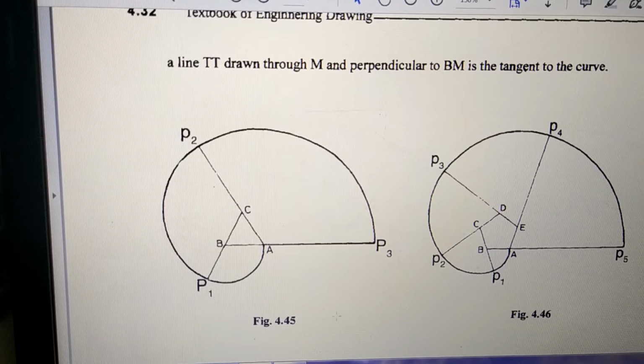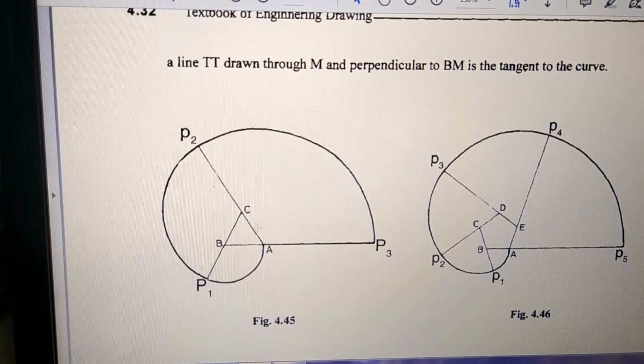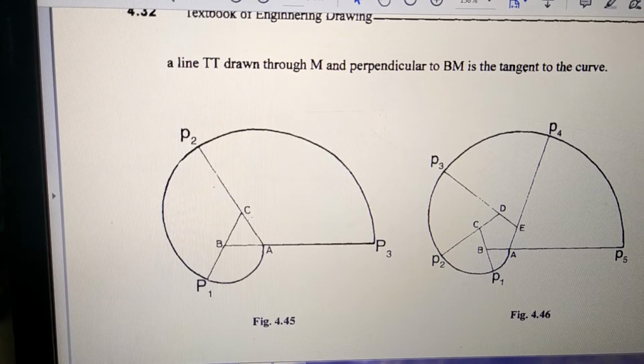See, the next exercise is figure 4.45, and here we are going to draw the involute of a triangle. So you have to draw a triangle of size 30 by 30. So you draw the triangle 30, 30, 30, and now you draw the involute of a triangle. So what will you do? From A to P1, you draw a circle whose center is B. After B, the center changes to C. So you draw the next circle.